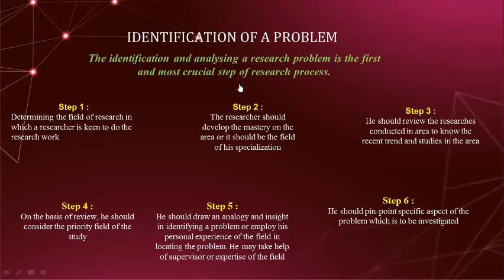Next, on the basis of the literature review, he should consider the priority field of the study. Then he should draw an analogy and insight in identifying a problem. And the last is that he should pinpoint a specific aspect of the problem. It should not be a vague problem or a wide problem with a number of problems. That is not how research is done. He must pinpoint exactly certain aspects which are his problem zones, which need to be investigated.